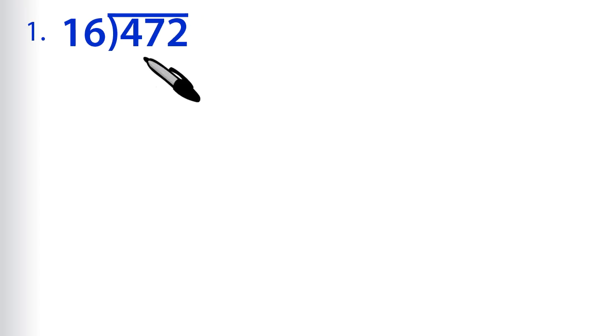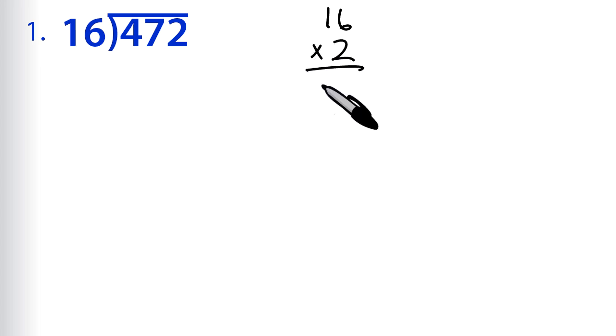For problem 1, we have 472 divided by 16. And the first thing we need to do is choose what multiples of 16 we want to use as our partial answers. So multiplying by 2 is always a nice easy one, so let's start with that. We'll have 16 times 2. And 16 times 2 is 32.